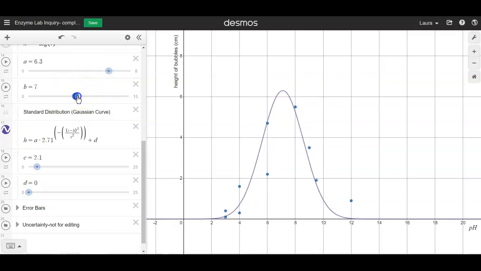To adjust this to match my data, I think it needs to be a little fatter. Remember, you're kind of trying to average all of these data points here.